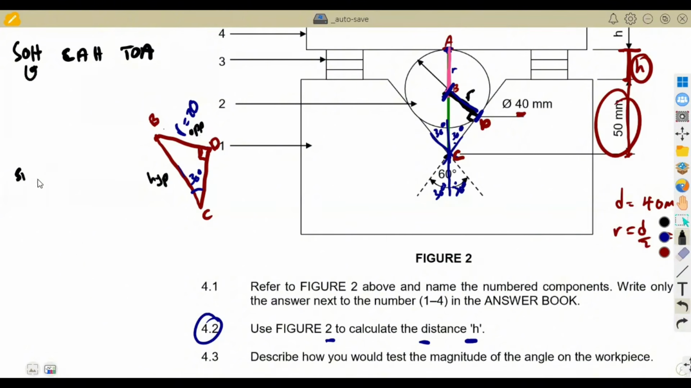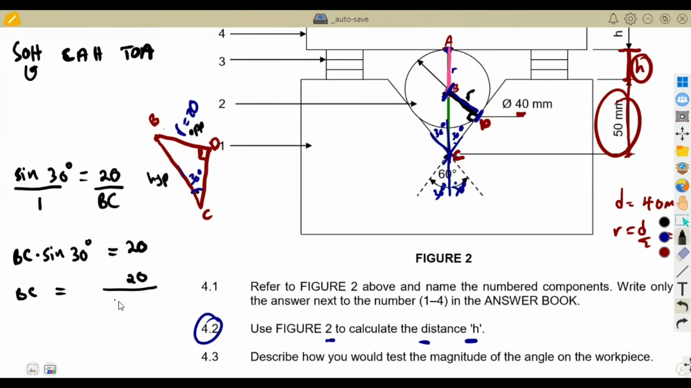So it means the sine of theta, the sine of 30 degrees is equal to the opposite, which is BD, the radius of 20, over the hypotenuse, which is BC. So we want to calculate BC. We're going to cross multiply: BC times the sine of 30 degrees is equal to 20. If we divide this by the sine of 30 degrees, BC is equal to 20 over the sine of 30 degrees. This is going to give you 40. From your calculator, you're going to have BC as 40 millimeters. Remember, these are millimeters.